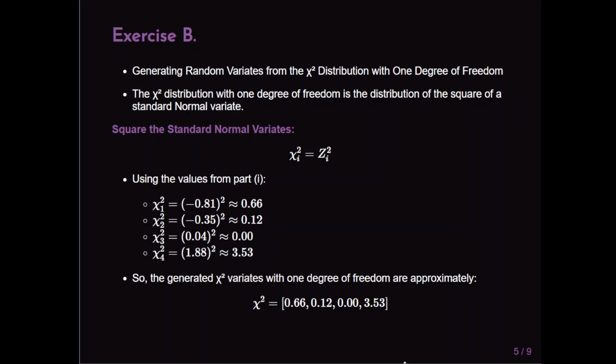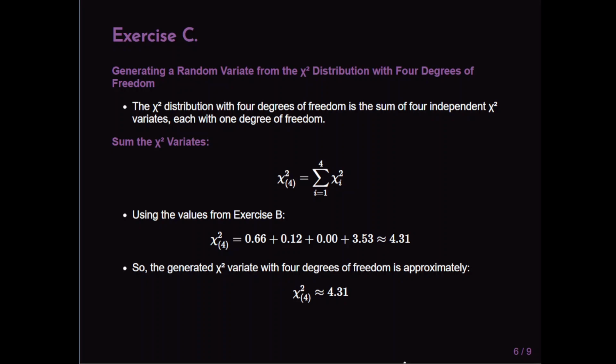Now we generate random variates from the chi-square distribution with 1 degree of freedom. The chi-square distribution with 1 degree of freedom is the distribution of the square of the standard normal variate. So we just get the values from exercise A and square them. Minus 0.81 squared is approximately 0.66. Minus 0.35 squared is approximately 0.12. 0.04 squared is 0.00 essentially, since we're told to go to 2 decimal places. And 1.88 squared is approximately 3.53. So our chi-squared random variables with 1 degree of freedom are 0.66, 0.12, 0.00, and 3.53.